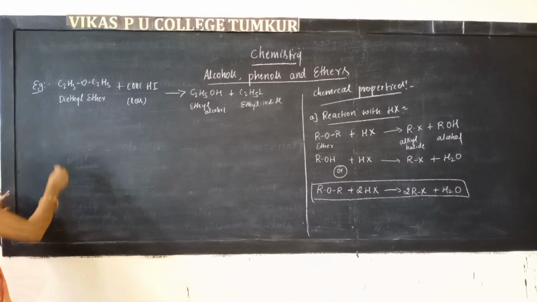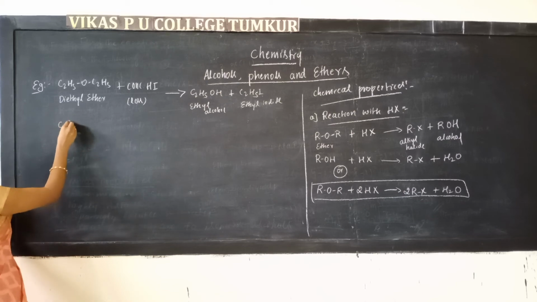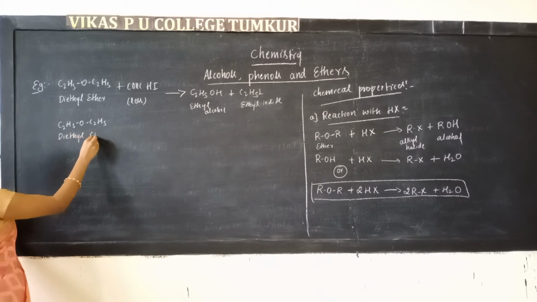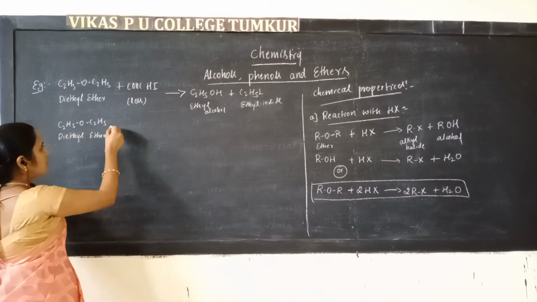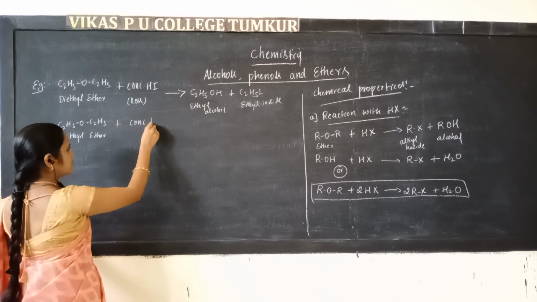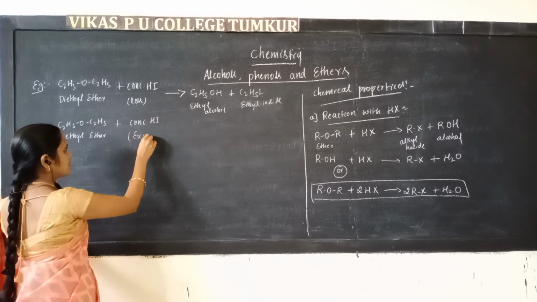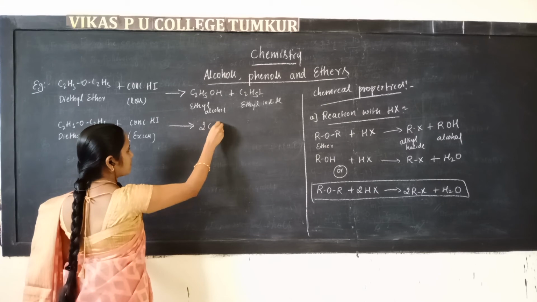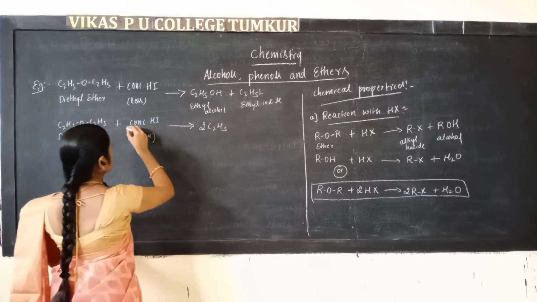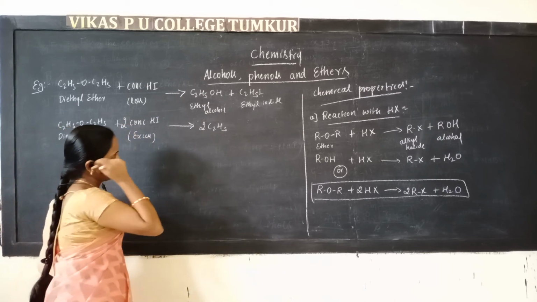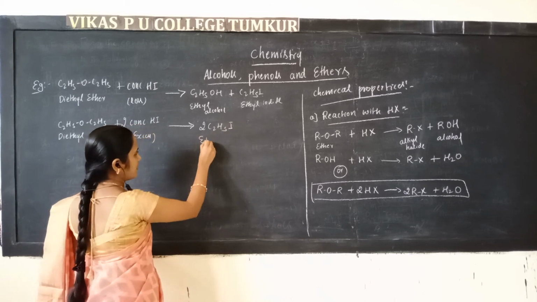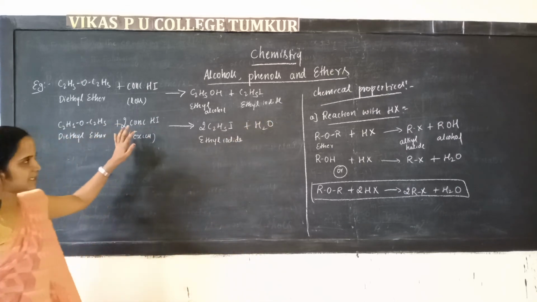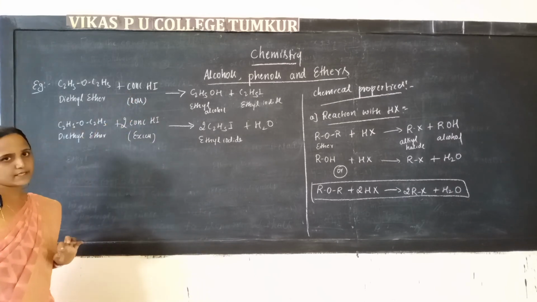If diethyl ether is going to be treated with the more amount, that is an excess of hydrogen iodide, at that time we are going to get two molecules of C2H5I, that is ethyl iodide, plus H2O. This is about the excess, and the earlier one was about the less amount of concentrated hydrogen iodide.